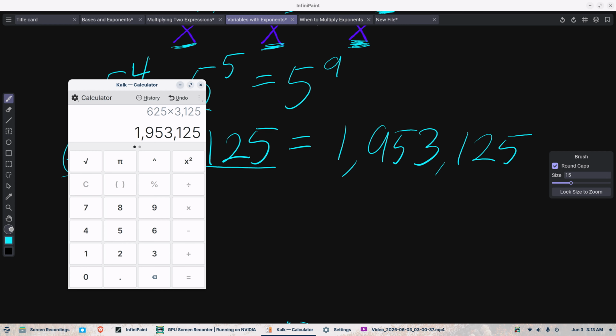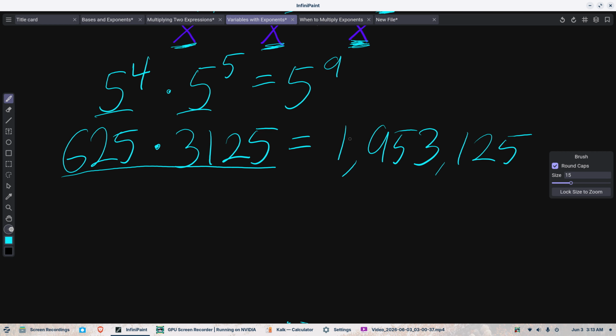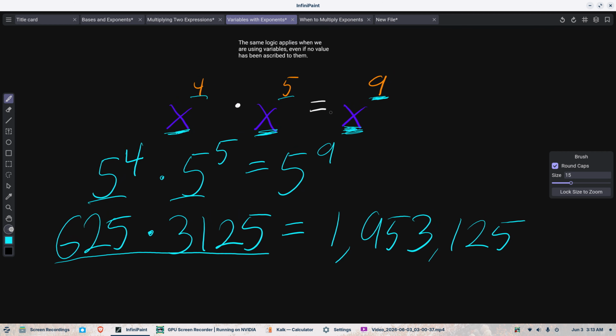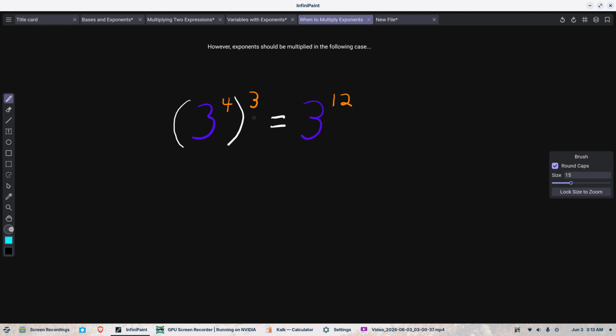Now, in this case, we were multiplying two numbers that share the same base, and we added the two exponents. There is a case, however, where you actually want to multiply the exponents, and that is here when parentheses are involved. So we can see that we have 3 to the 4th power in parentheses here, but we also have an exponent here as well outside of the parentheses. And in this case, we are going to multiply 4 and 3, and this gives us 3 to the 12th power.